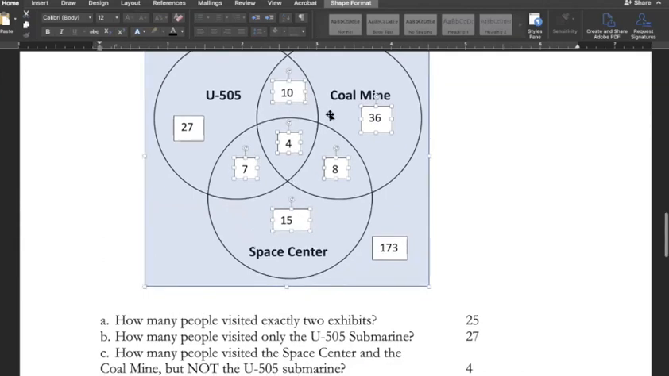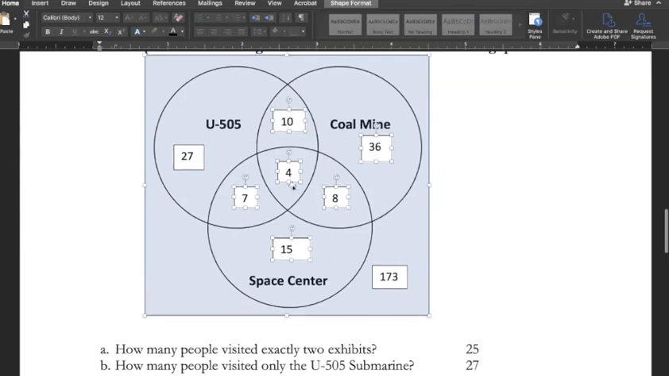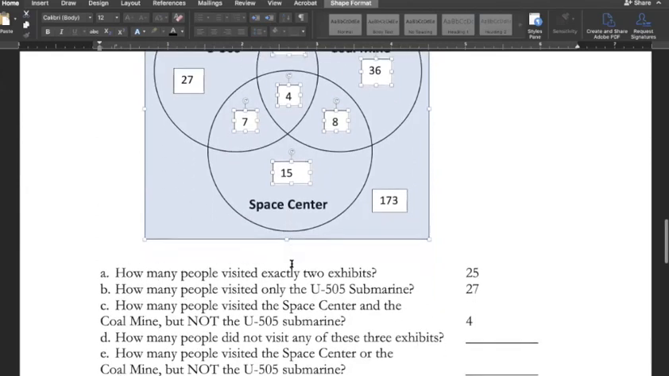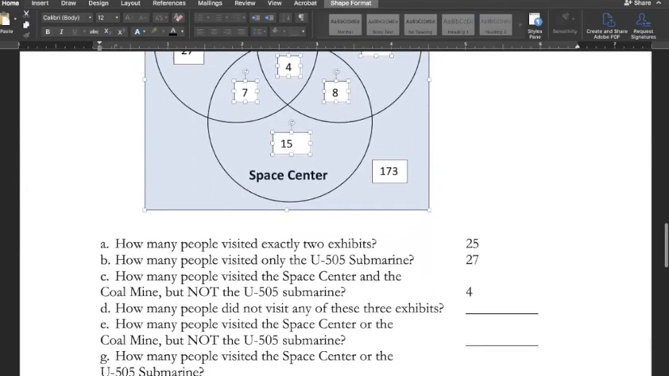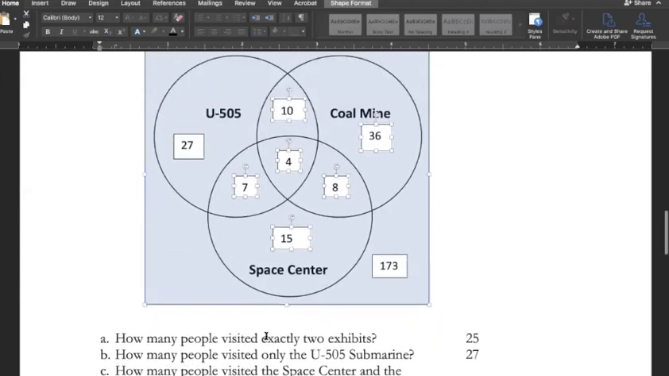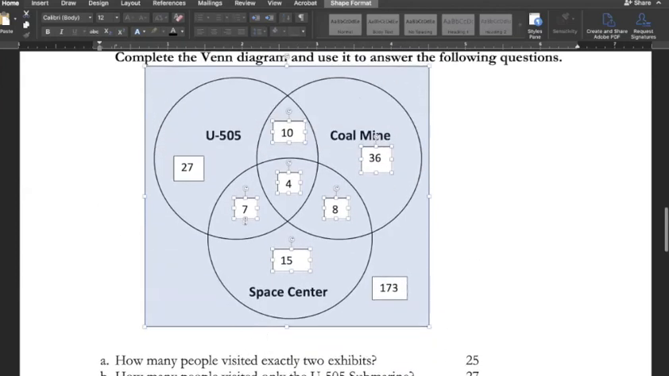So these are all the people that are highlighted who visited the coal mine or the Space Center. Okay, hopefully that makes sense. But we need to exclude the people who visited the submarine. We don't want the people who visited the submarine. So that means these people are out, these people are out, and these people are out because they also visited the submarine, which leaves these three groups right here.